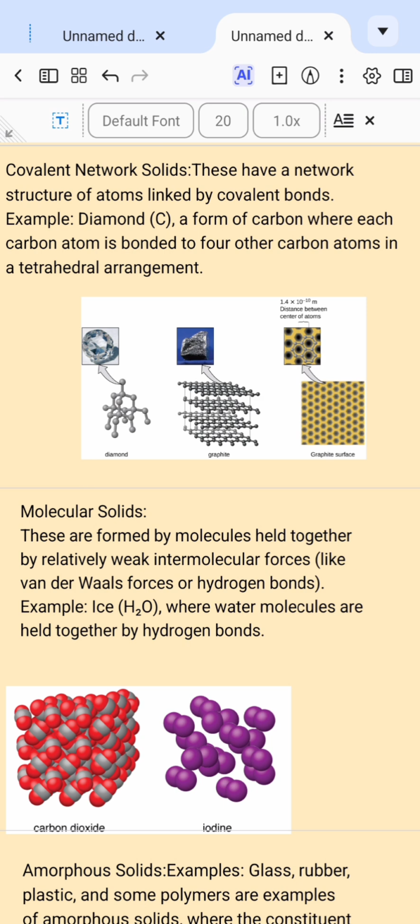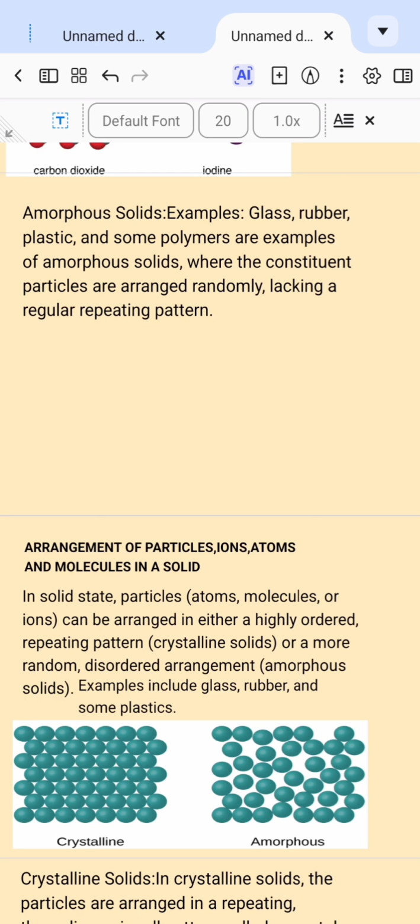Having described the 4 classifications of solids, we have the amorphous solids too. Amorphous solids do not really have a regular pattern, as described earlier. The solids are formed as a result of weak bonding. An example is glass, rubber, plastic. They melt easily and they do not have a well-arranged regular pattern.